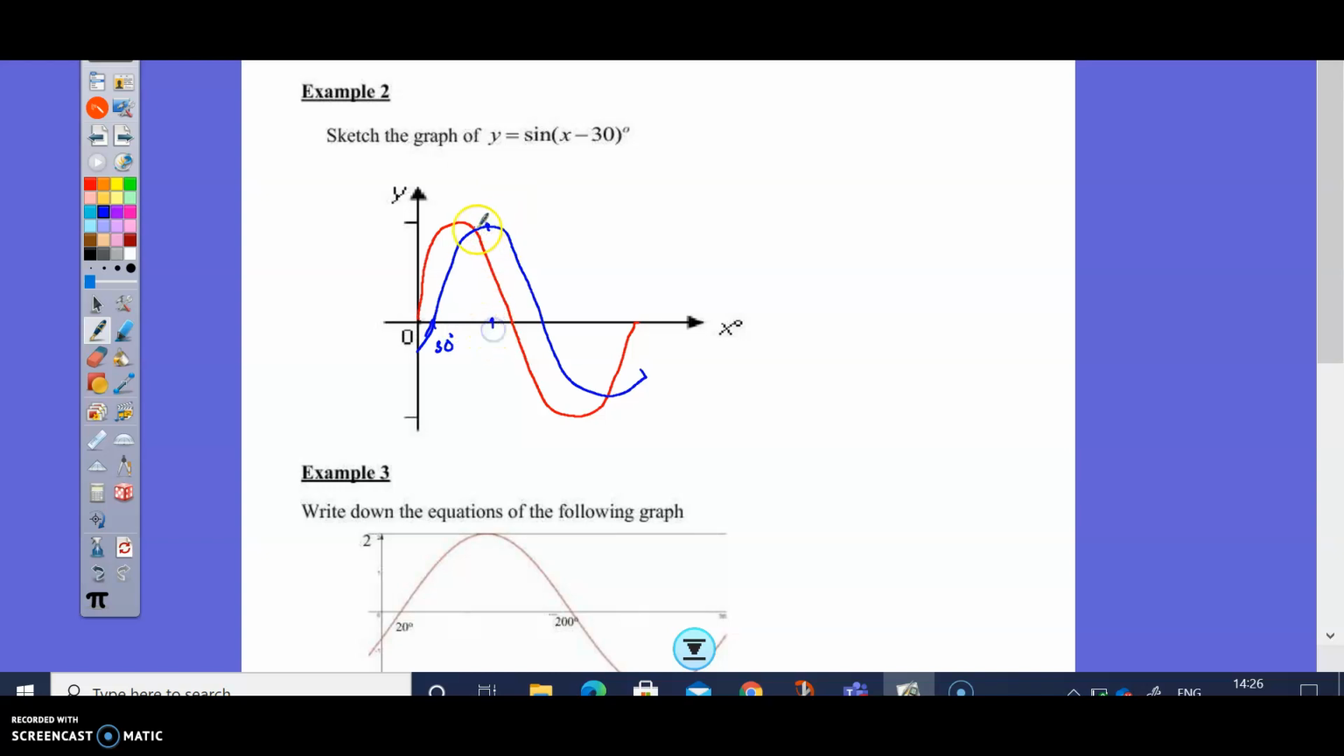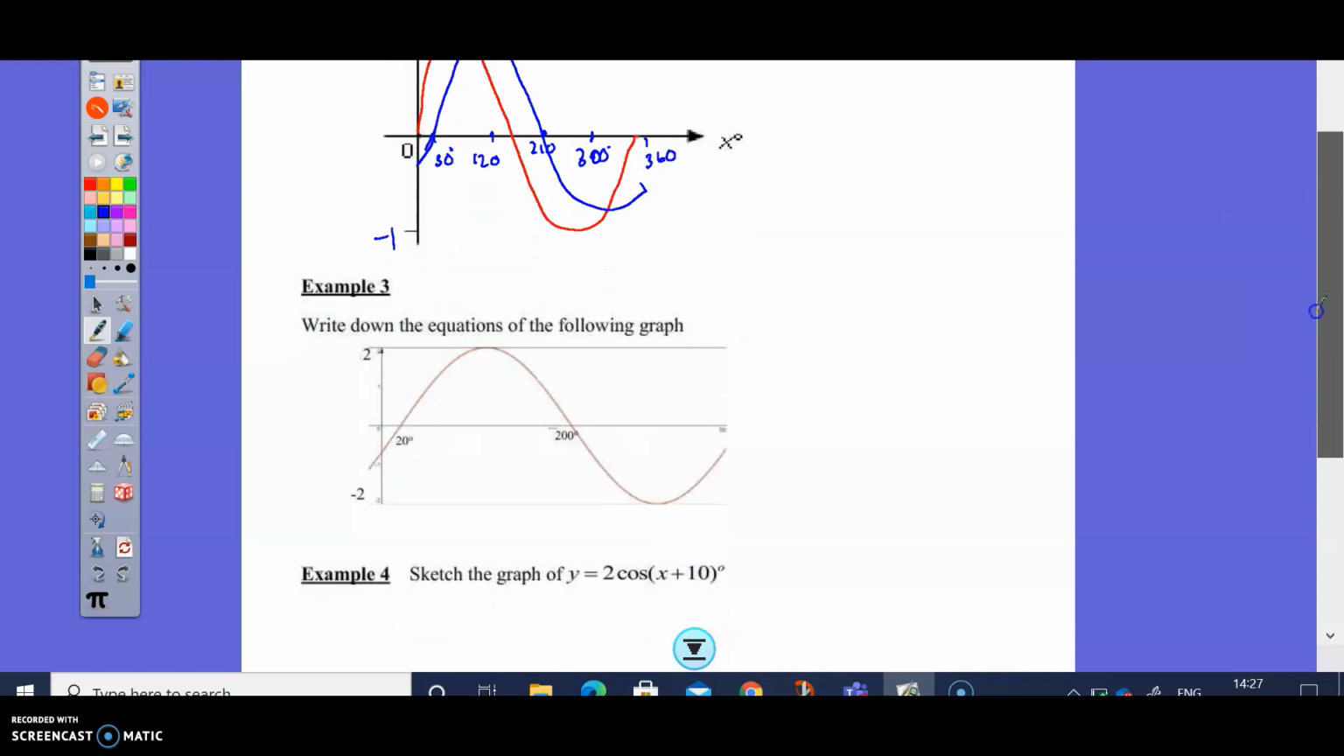Maximum value is normally at 90. 90 add 30, 120. Usually crosses the axis at 180. 180 add 30, 210. Minimum value is normally at 270. Add on 30, it's going to be 300, and it's going to finish here at 360 degrees. Maximum is still 1, minimum is still minus 1. Okay, let's put everything together then.